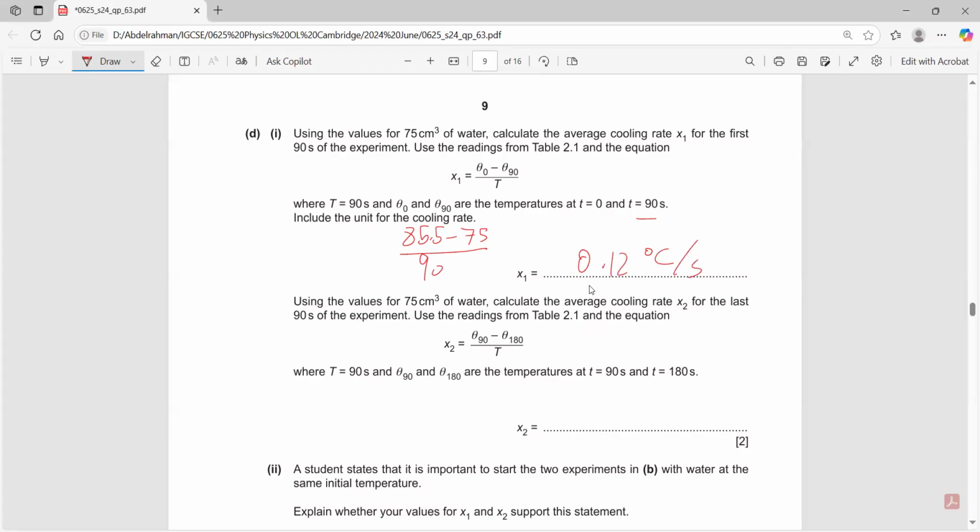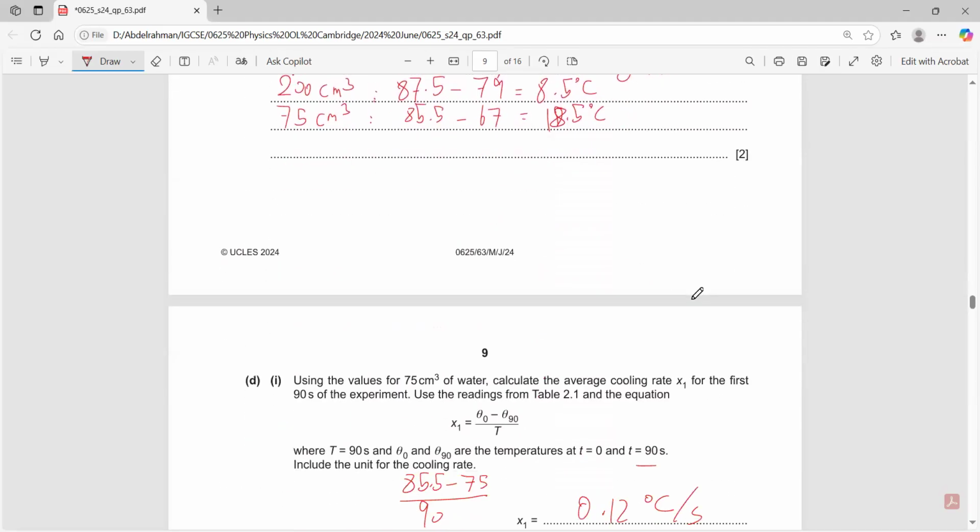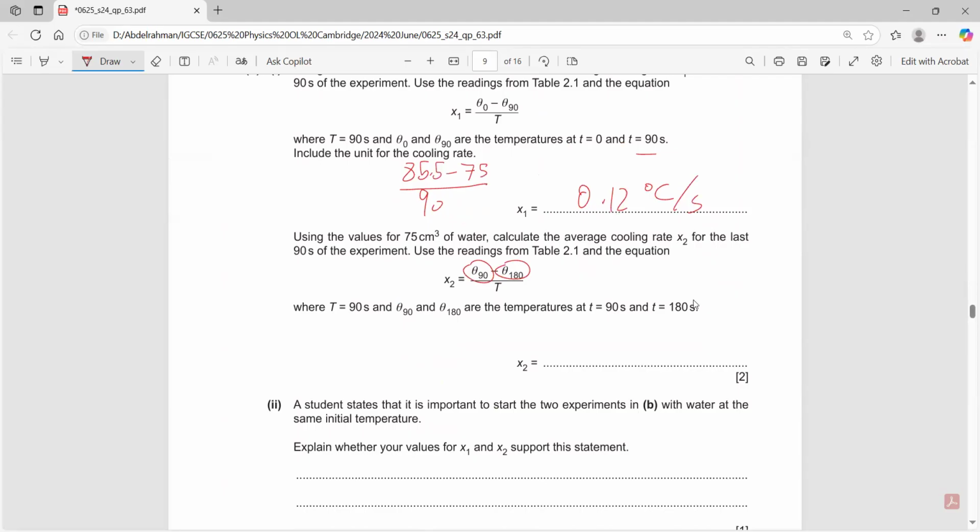Then I need to repeat the calculation for 90 to 180 seconds, which is from 75 all the way to 67. From 75 to 67 divided by 90, and this is a rate of cooling of 0.089 degrees Celsius per second.